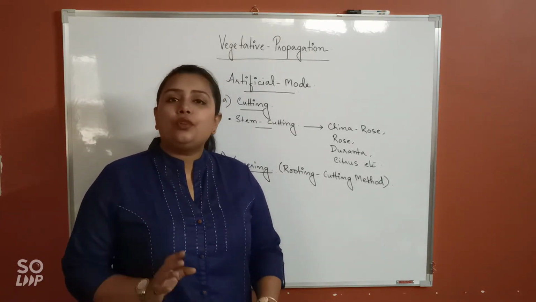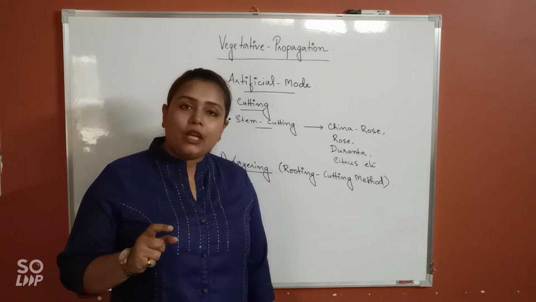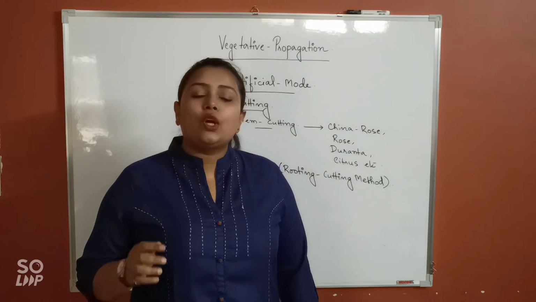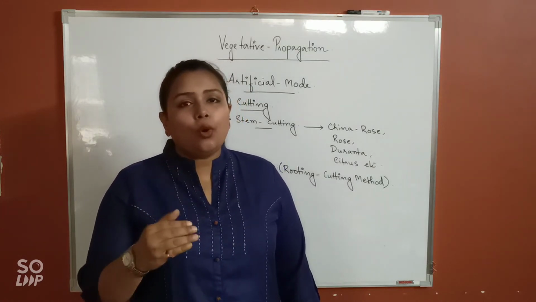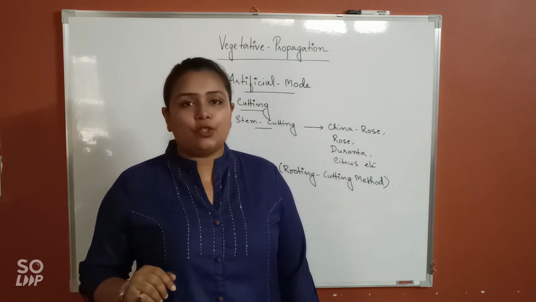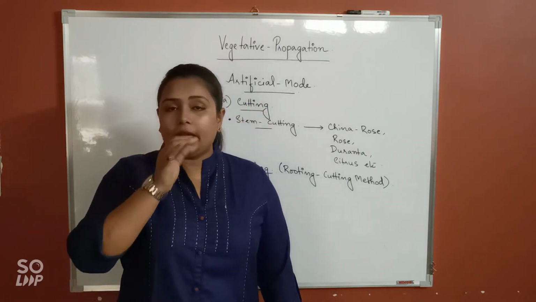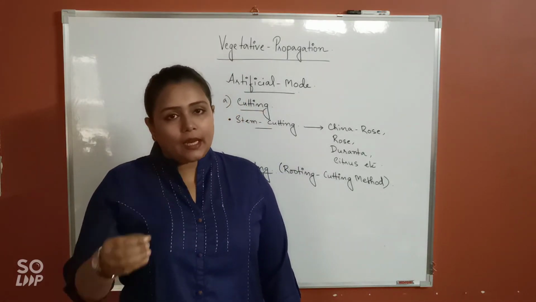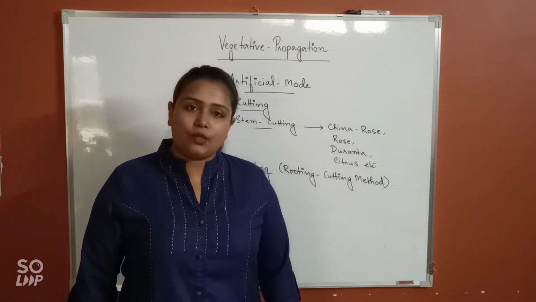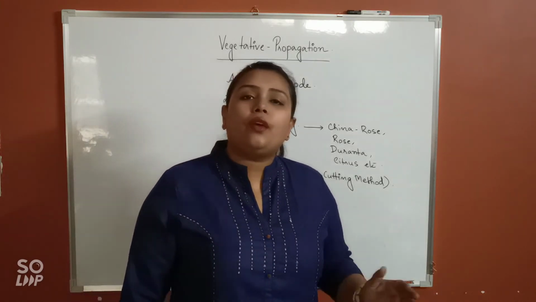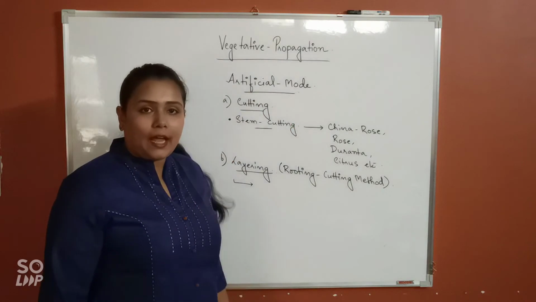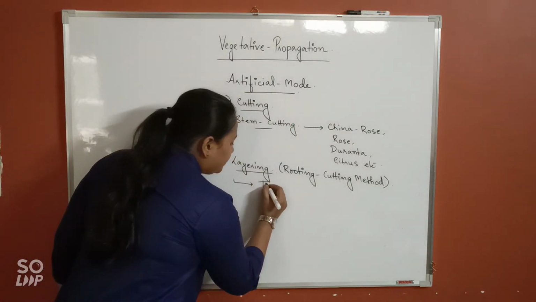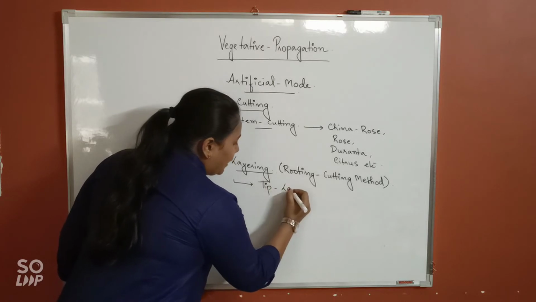Do remember one thing then. In layering, mostly we use short-height plants, plants whose lowermost branches are almost near the soil, so that the branch can be easily cut and easily introduced inside the soil. There are various types of layering again. Let's discuss the first one, that is tip layering.